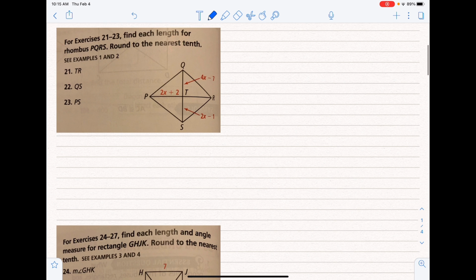Okay, this one again, it's a rhombus. Let's look at the information we have. We know in a rhombus, the diagonals are not only perpendicular and bisect the angles through which they pass, but they bisect each other because it is a parallelogram. So for this one, we know that this piece would have to be the same size as this piece. So we could say that 4x minus 7 is equal to 2x minus 1. Subtract the 2x from both sides, and then add the 7 to both sides, and divide.